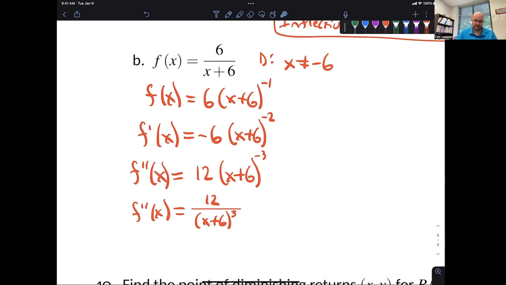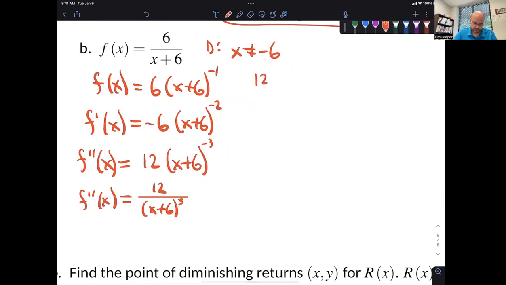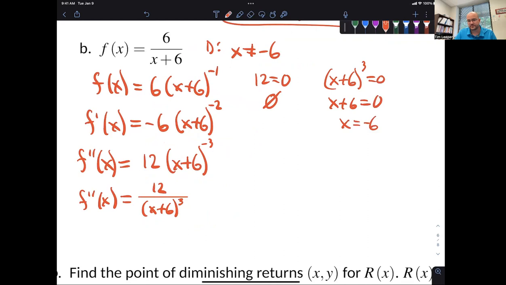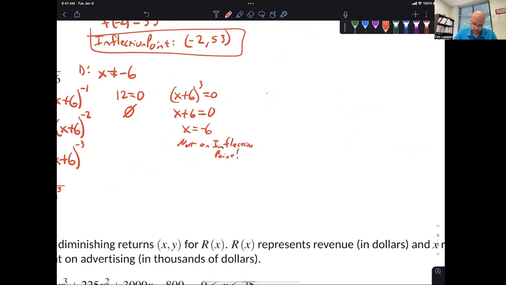Now I can find possible inflection points from either the numerator or denominator equaling 0. Well, 12 equals 0 doesn't produce any possible inflection points. But then we have x plus 6 cubed equaling 0, which of course means x plus 6 equals 0. And that tells you that x equals negative 6. But here's the thing. x equals negative 6 is not in the domain. So it can't be an inflection point. But it is still an important number. So we need to go ahead and look at our number line here. Negative 6 is an important number, and it's not an inflection point, but the concavity may change on each side.